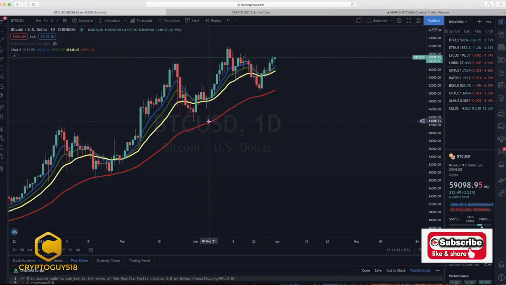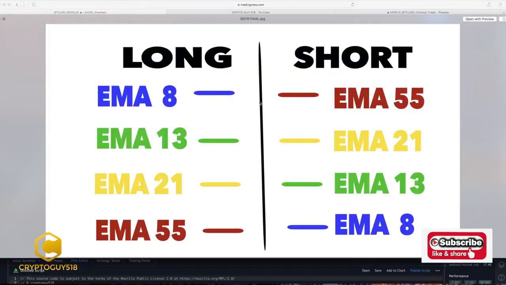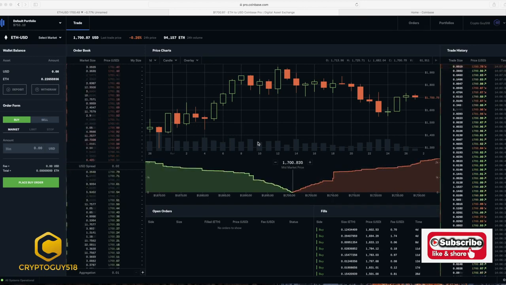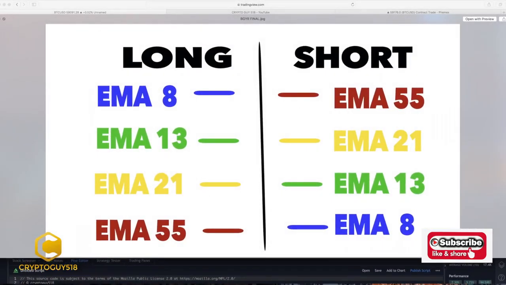So that is the basic strategy. This is very crucial. It's just called the blue, green, yellow, red strategy. You can use Coinbase Pro to use this simple strategy. The fees are very low, and if you don't have an account with Coinbase, there's a link down below. You have to sign up with regular Coinbase, and then you're automatically signed up for Coinbase Pro, where your fees are cut in half. I use it, and it works really well.